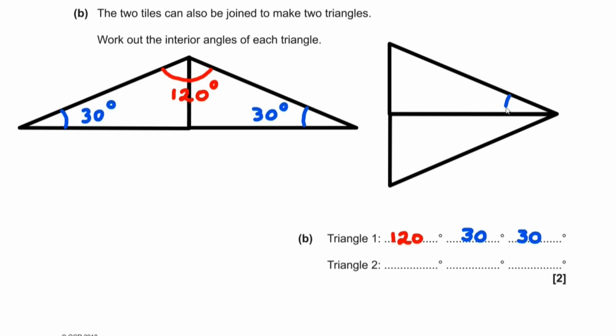Alternatively, we've got a 30 here and a 30 here, so this angle is 60. And then what we've got is a 60 here. And we've also got a 60 here.